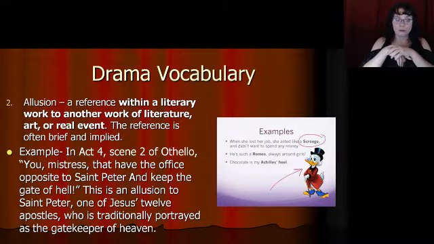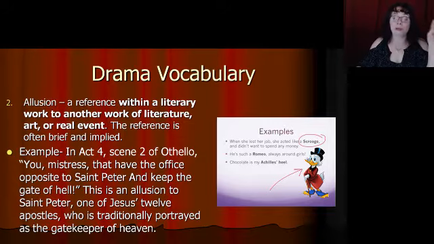This is an allusion to St. Peter, one of Jesus' 12 apostles in the Bible, who is traditionally portrayed as the gatekeeper of heaven. This is known as a biblical allusion or a religious allusion. Other examples are on the right side of the screen. The first two are classical literature allusions.